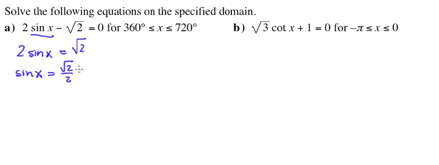root 2 over 2 or 1 over root 2, whichever you're familiar with. I'm used to the second one. I know the first one is technically better because it's got a rationalized denominator, but either one. It's good if you can recognize both.